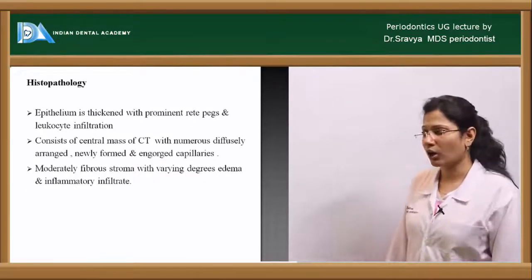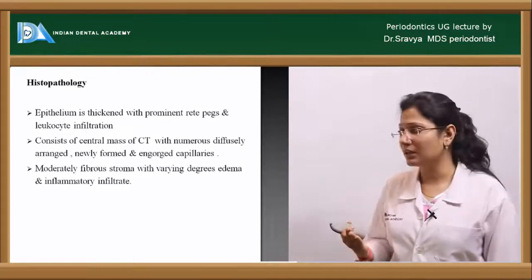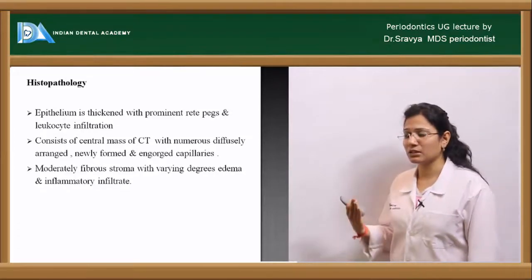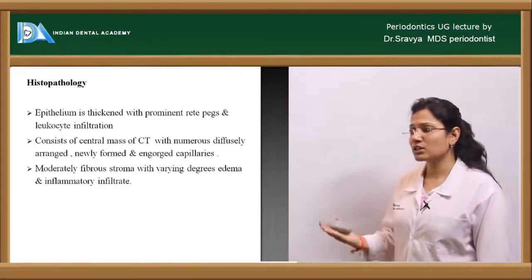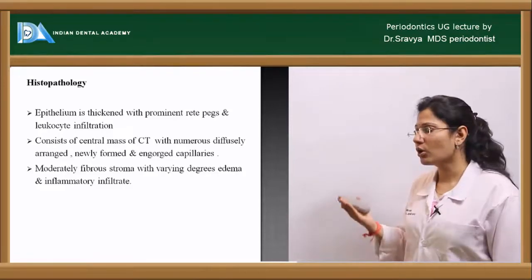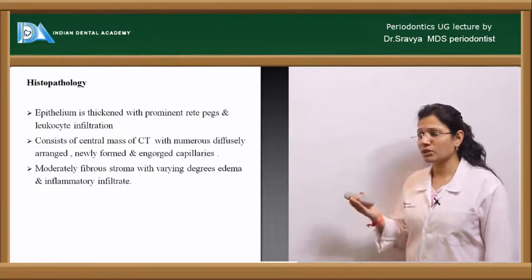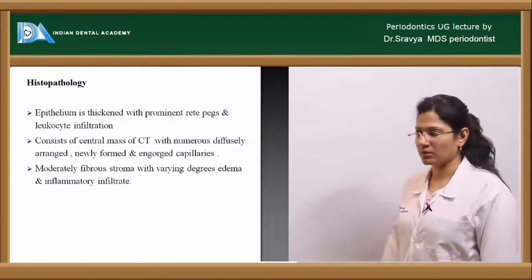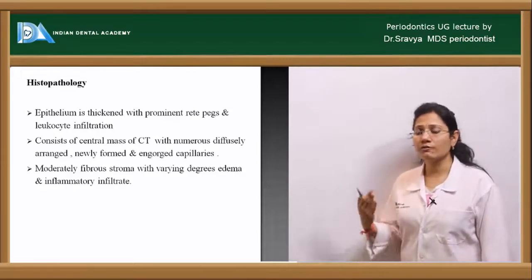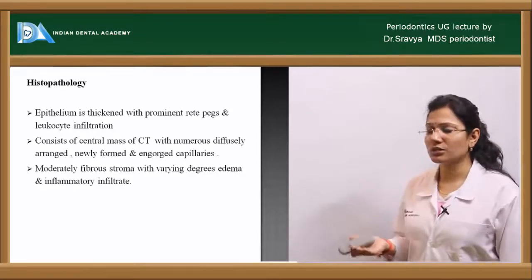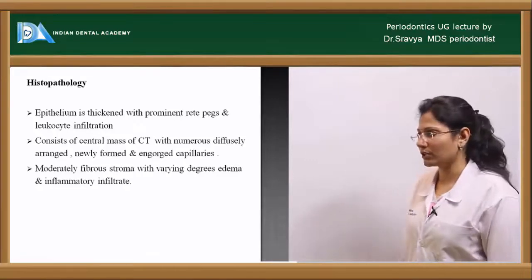When you take a histopathology, what you see is a thickened epithelium with prominent rete pegs and leukocyte infiltration. They consist of a central mass of connective tissue with numerous diffusely arranged, newly formed, engorged capillaries. And then there is a moderately fibrous stroma with varying degrees of edema and inflammatory infiltrate.